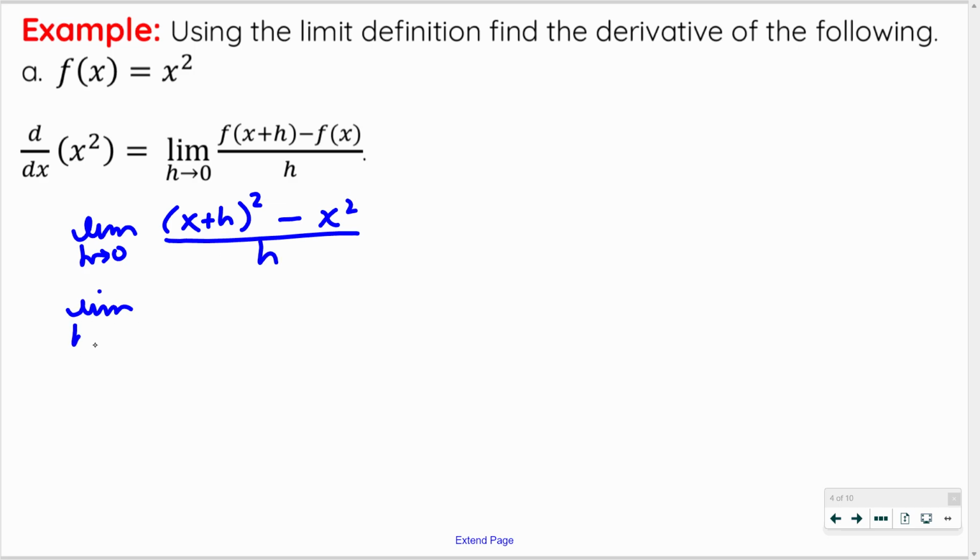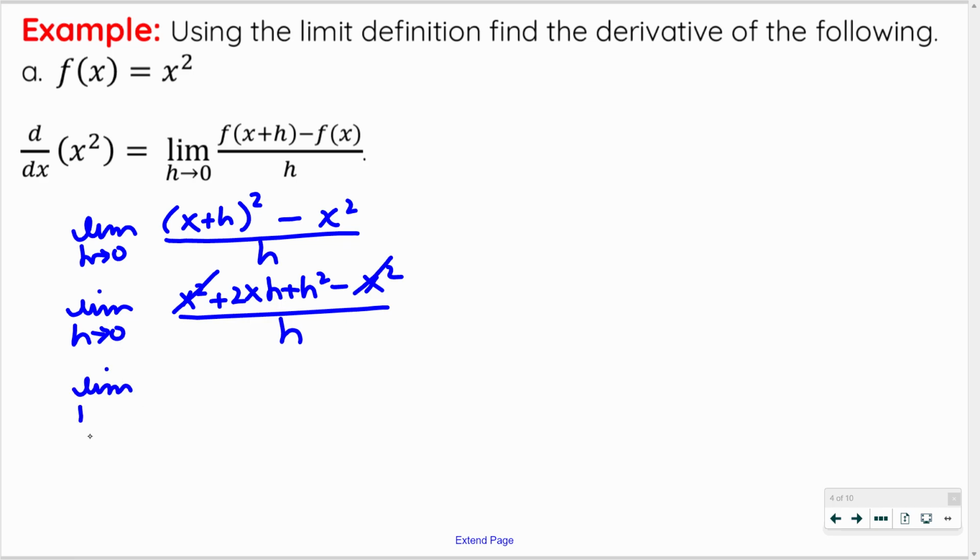All I need to do is expand my function here. So x plus h squared is x squared plus 2xh plus h squared, minus x squared, all over h. I see x squared take away x squared is gone. So I'm left with the limit as h approaches 0 of 2xh plus h squared all over h.